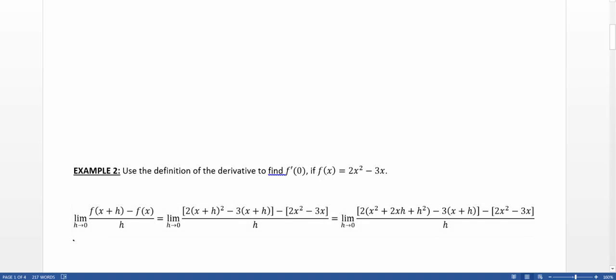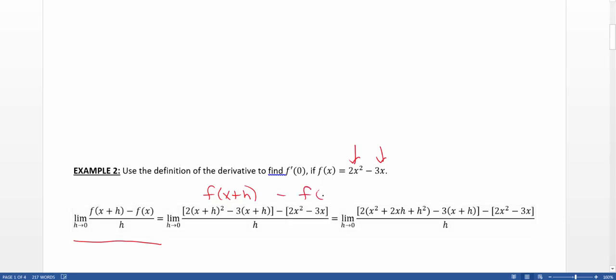So remember, the definition of derivative looks like this. So when we plug this definition into our function, the first term is f of x plus h. So f of x plus h is this first part right here. We're going to plug in an x plus h wherever we see an x, which is here and here. So we have two different terms.